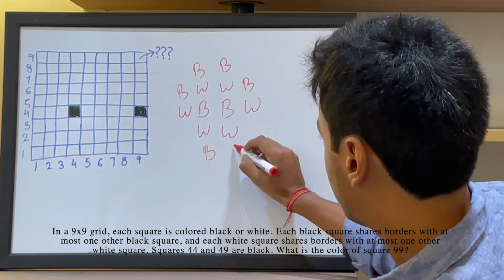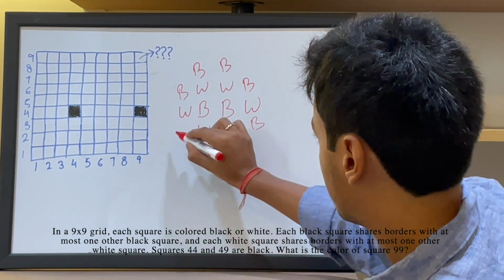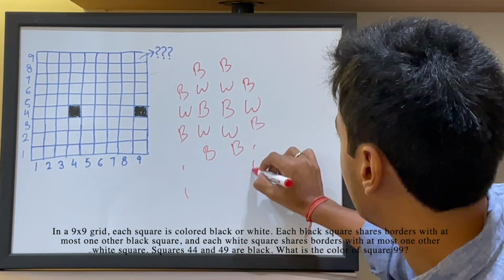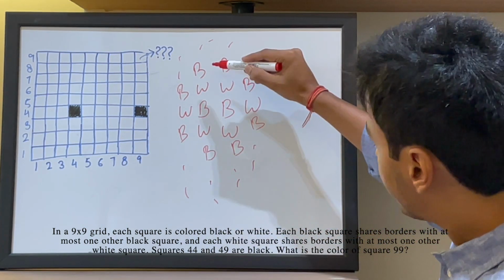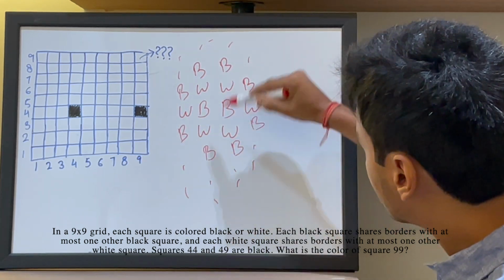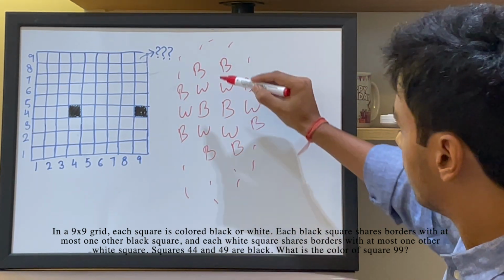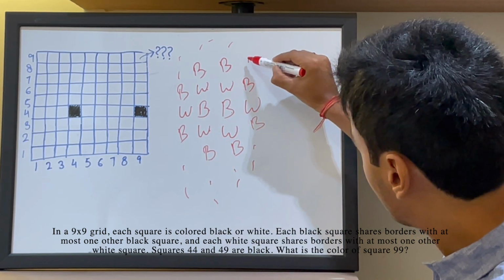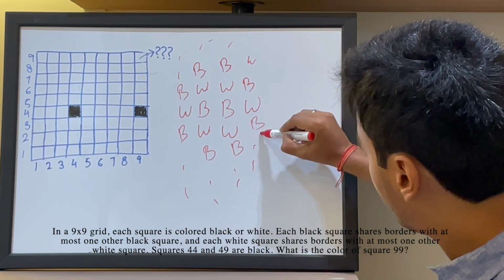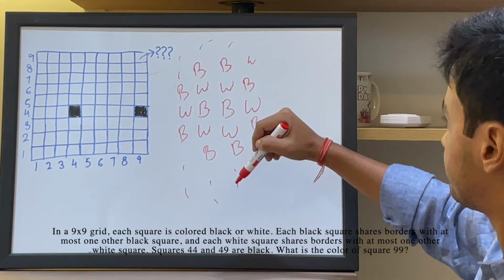Similarly here, and so on and so forth. So you will see a pattern emerging. And that pattern is that all of these columns are strictly alternating. This one is black, white, this is black, white, black. This one will also be white, black, and so on and so forth.